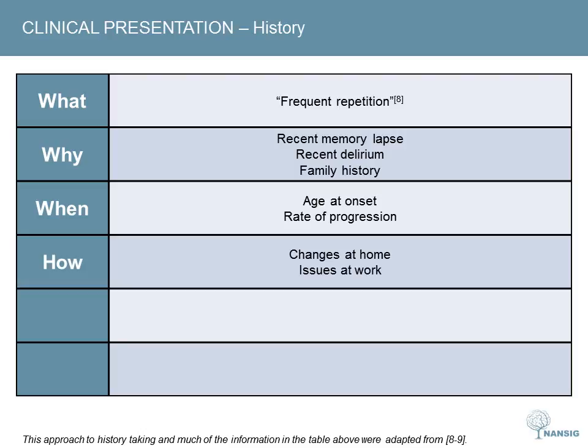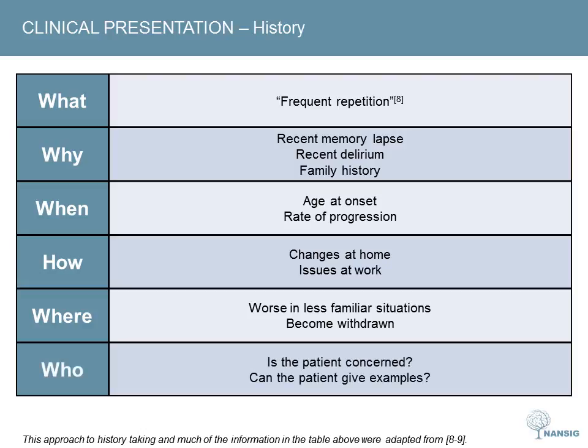If you can explore whether home life and the patient's occupation have been affected, you can better differentiate between dementia and mild cognitive impairment. Where do the problems occur? In its early stages, the symptoms of dementia may be manageable at home, but can become worse in less familiar situations. And finally, who actually reported the memory issue?